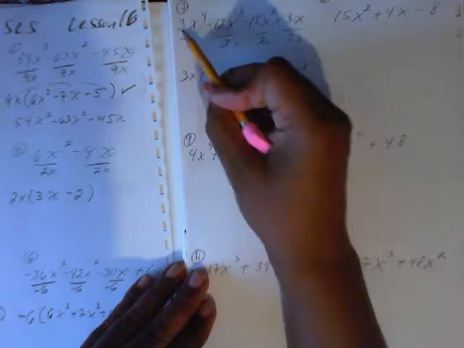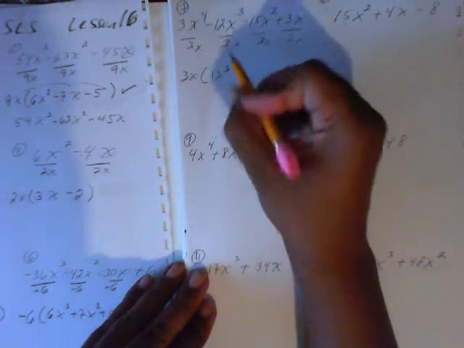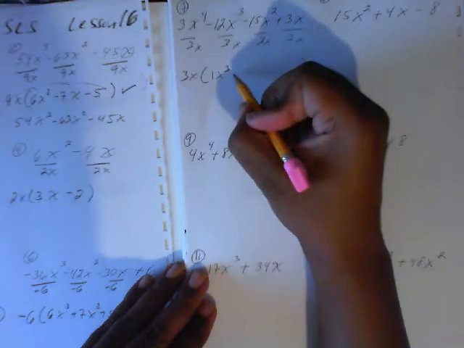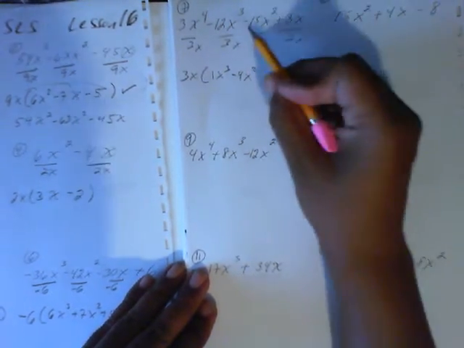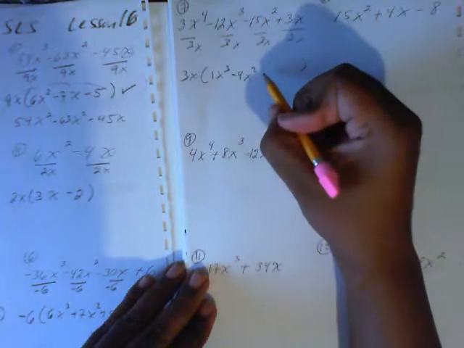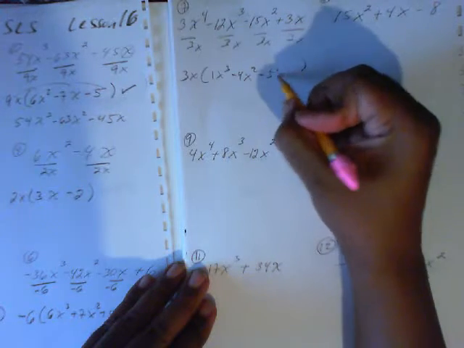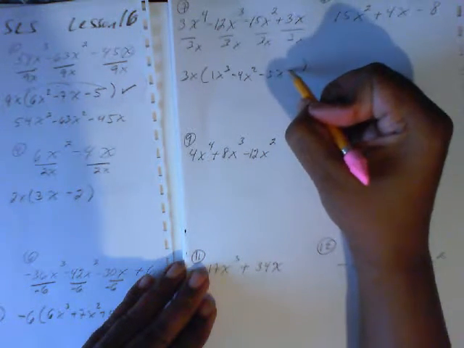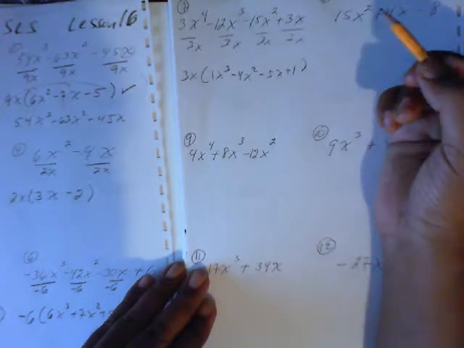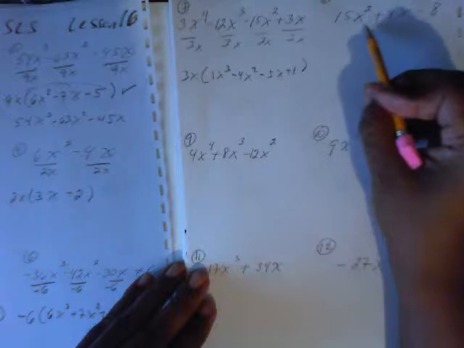And then we're going to divide. 3 divided by 3 leaves 1. X to the fourth divided by x leaves x cubed. Negative 12 divided by 3 is negative 4. X cubed divided by x is x to the second. Negative 15 divided by positive 3 leaves negative 5. And x squared divided by x is x. Positive 3 divided by 3 is 1. And x divided by x cancels. And we're finished.